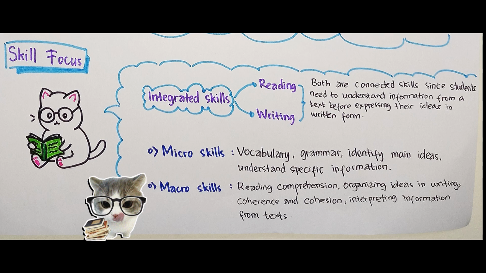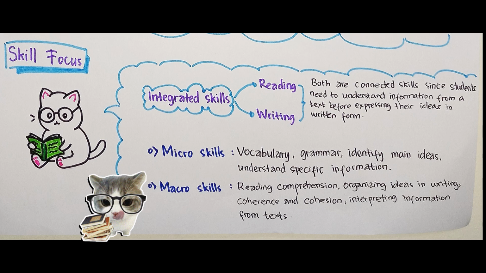First, let's talk about the micro skills. These are the nuts and bolts. We are looking for their grasp of vocabulary and grammar within the context of the reading. Let's just say, can they identify the main idea, or can they find a specific piece of information without getting lost? This gives us a clear look at their basic literacy level.